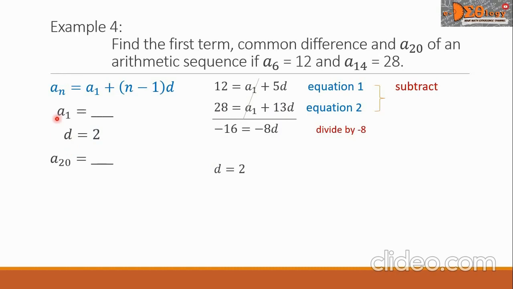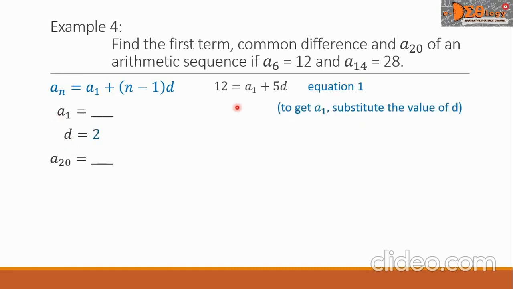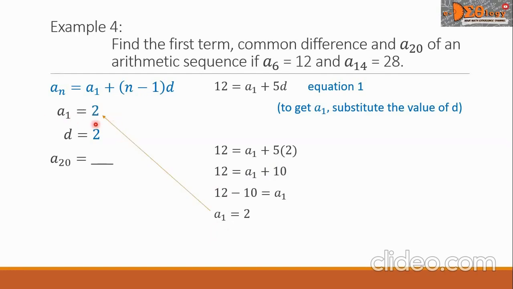Let us now solve for a sub 1. Let us use equation 1. We will substitute the value of d here. So we have now 12 equals a sub 1 plus 5 times 2. Simplifying further, this 5 times 2 is 10. And we want to get the value of a sub 1. We will transpose this positive 10 to the left side. So it becomes negative. So we have now 12 minus 10 equals the a sub 1. And this 12 minus 10 is 2. So we can write a sub 1 equals 2. Let us copy this value opposite a sub 1 on this part.